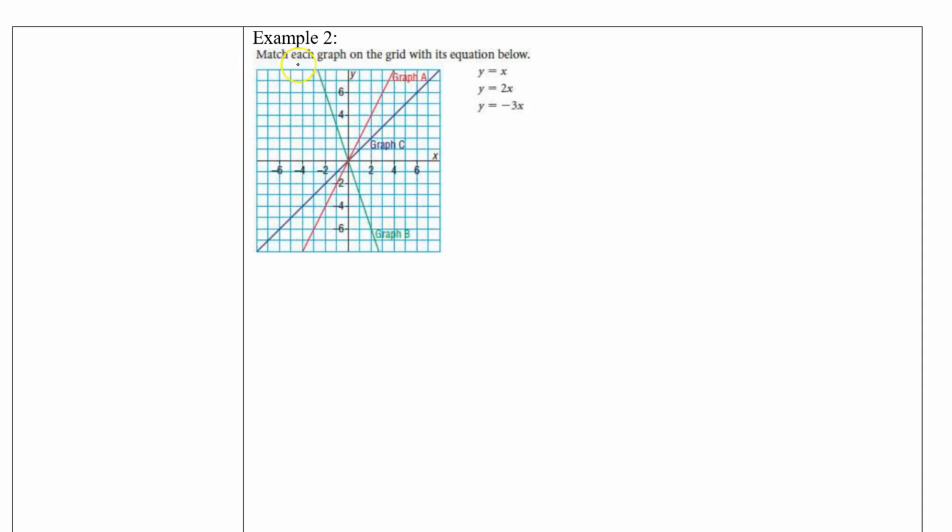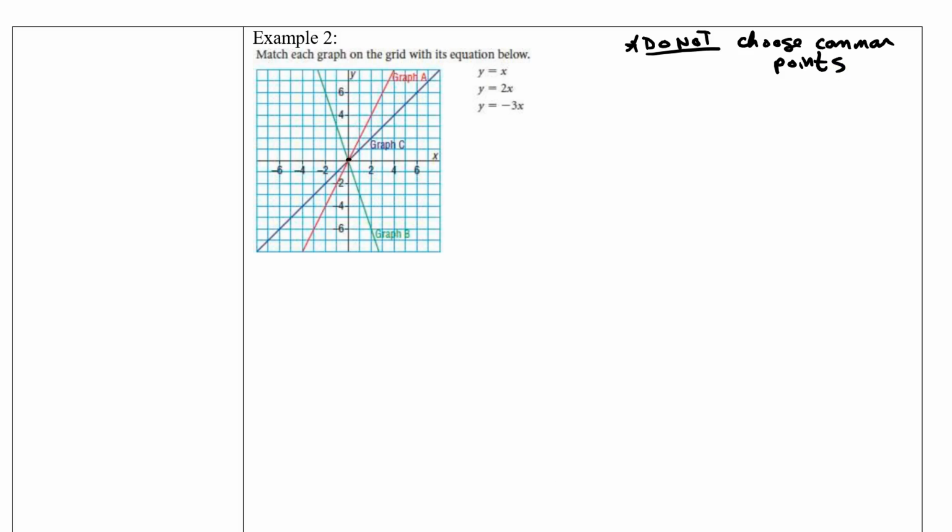Example number 2. Match each graph on the grid with its equation below. Now here's a little hint. Do not choose common points.